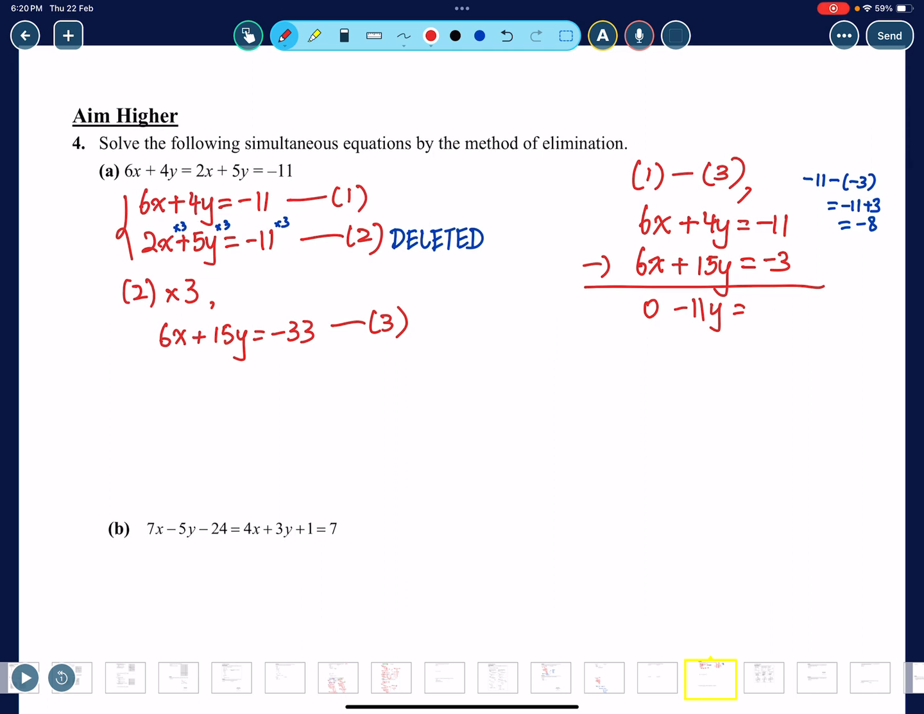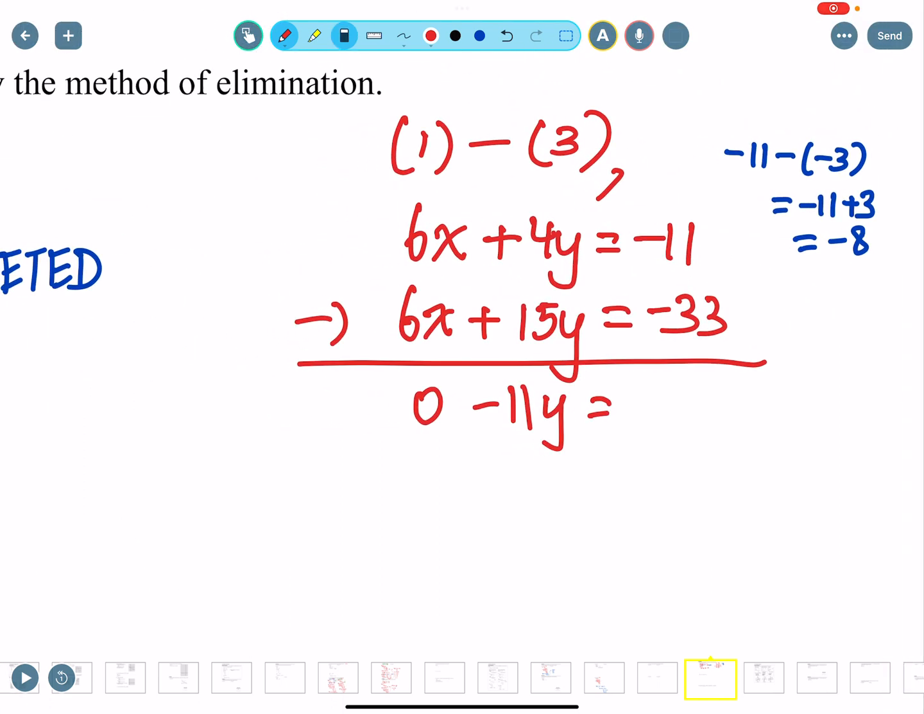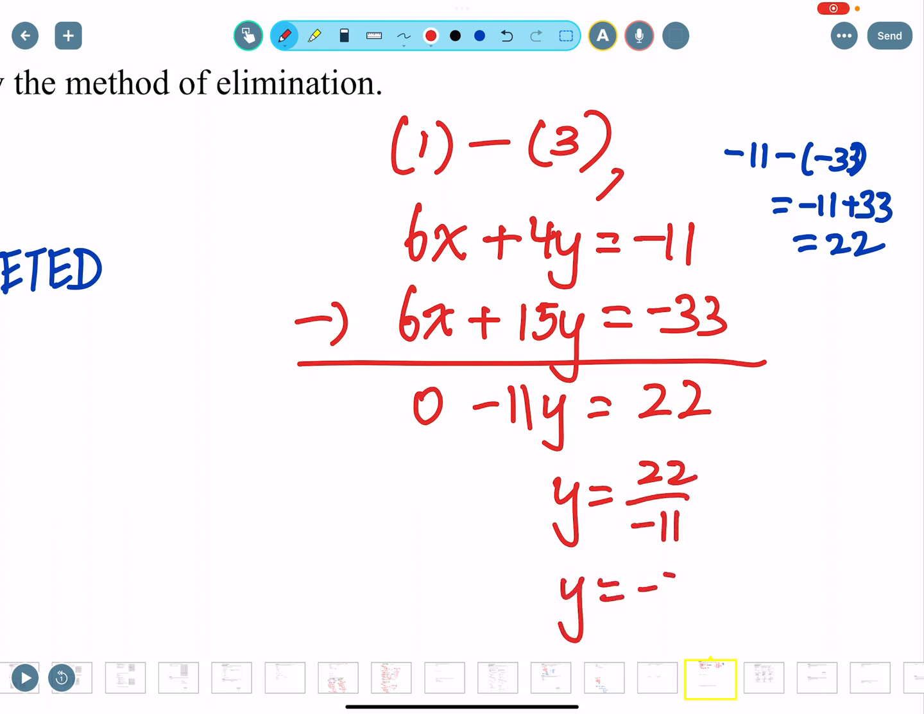Did I make a mistake? I did make a mistake. This is negative 33. It's weird if it's a fraction. So it's 33 minus 11, which is 22. So it's 22 here. Okay, there we go. Much better. Negative 11y equals 22. y equals 22 over negative 11. y equals negative 2.